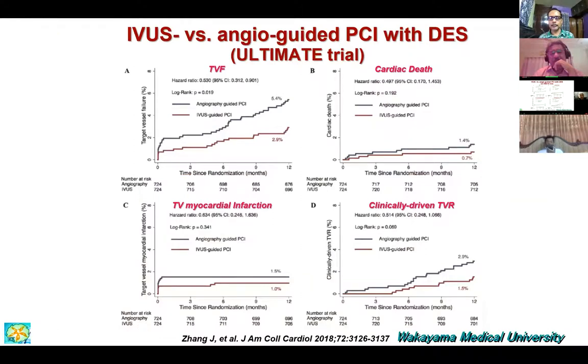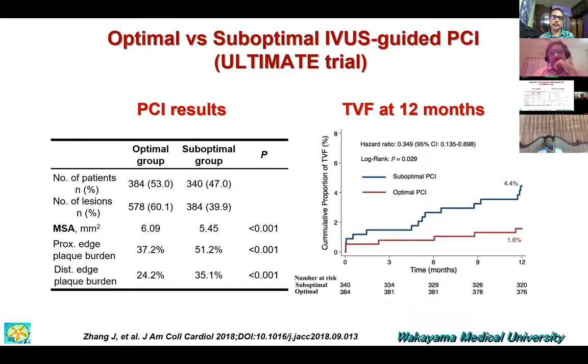This is another data from China, the ULTIMATE study, you may know very well. Compared with angio guide, IVUS guide demonstrates better prognosis as shown in this slide. And they also compared the optimal group and suboptimal group. MSA is bigger, the plaque burden is smaller, and distal edge plaque burden is also smaller than the suboptimal result, and the 12-month follow-up demonstrates a better outcome in the optimal result. Therefore, if you use imaging, it is very important to obtain the optimal result, as I explained.